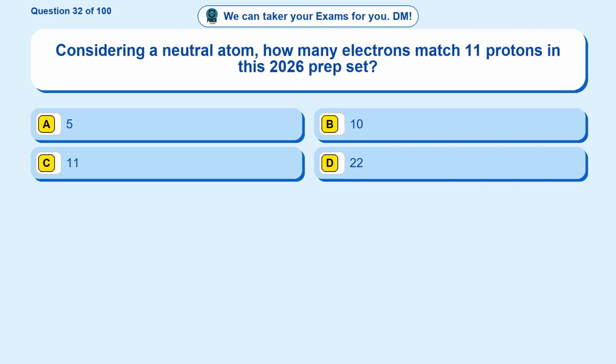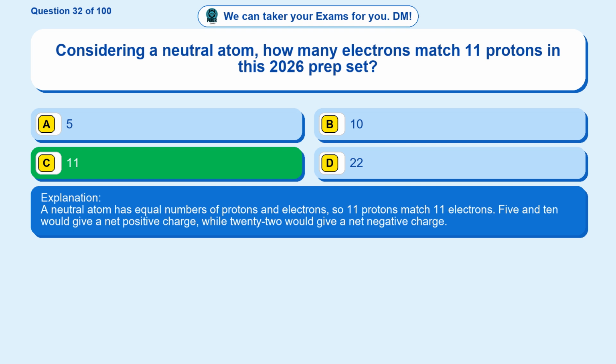Question 32. Considering a neutral atom, how many electrons match 11 protons in this 2026 prep set? Option A, 5. Option B, 10. Option C, 11. Option D, 22. The correct answer is option C, 11.